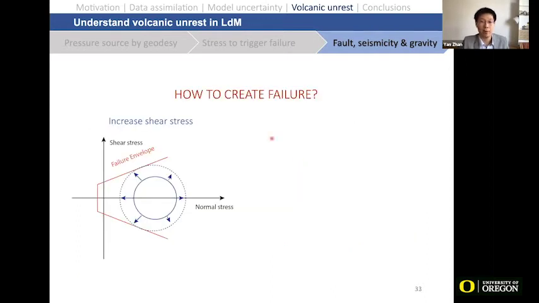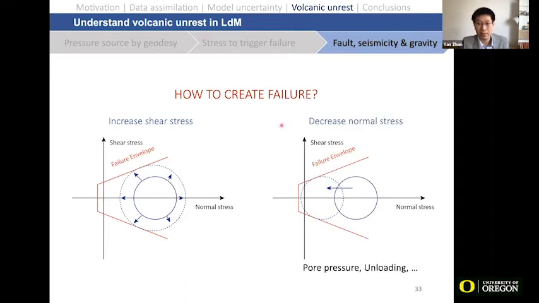So how can we create failure, since we want some failure to explain the seismicity? One way to create failure is to enlarge the Mohr circle to make it touch the envelope. But another strategy is to decrease the normal stress, which moves this Mohr circle towards the envelope to trigger failure. It can be done either by increasing the pore pressure or by unloading. Since there is no strong weathering or deglaciation in this region, we think unloading is less possible. So we're considering the effect of pore pressure.